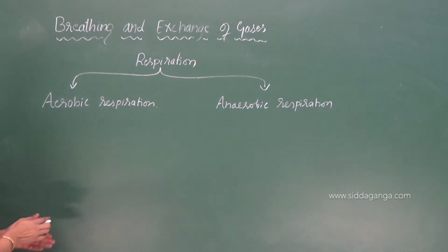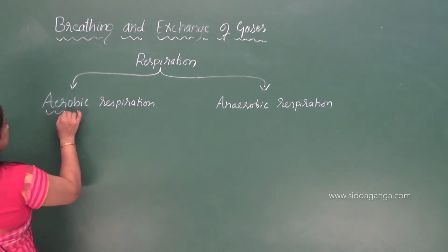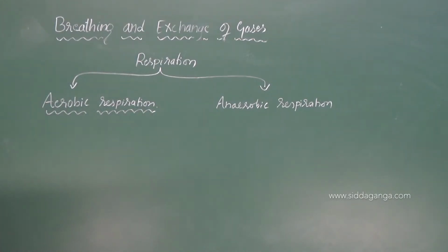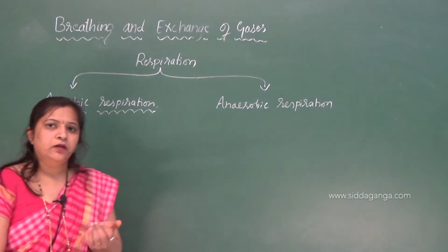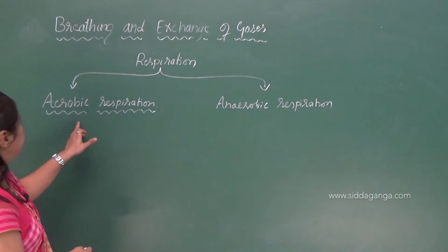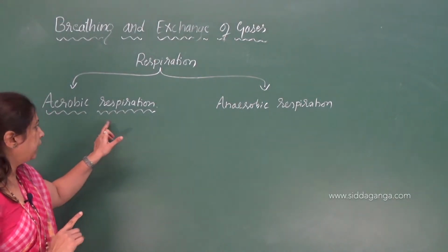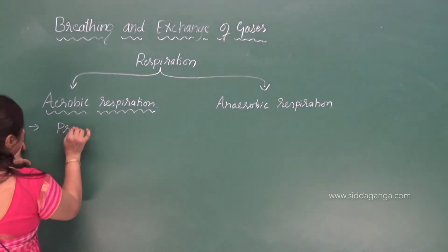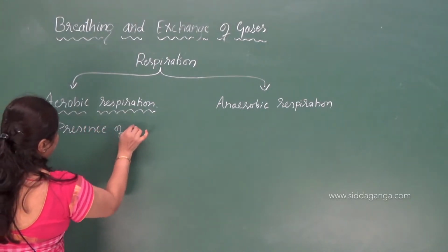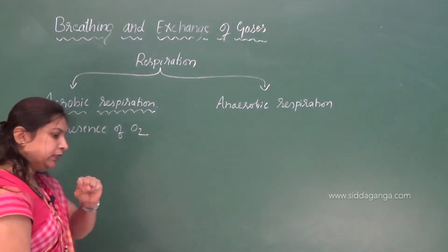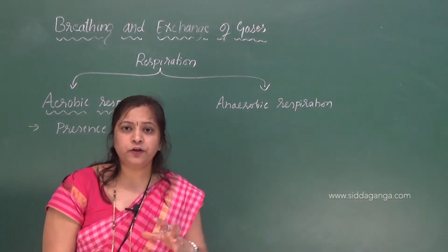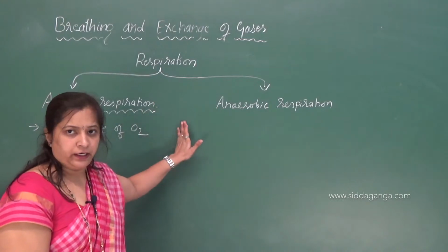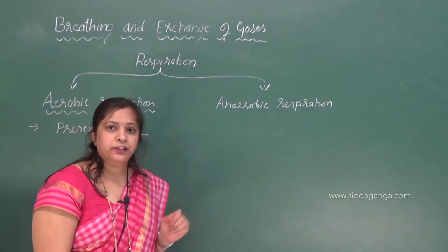See, aerobic respiration occurs in presence of oxygen. When the food is oxidized with the use of molecular oxygen, then it is called as what? Aerobic respiration. Then what is anaerobic respiration?